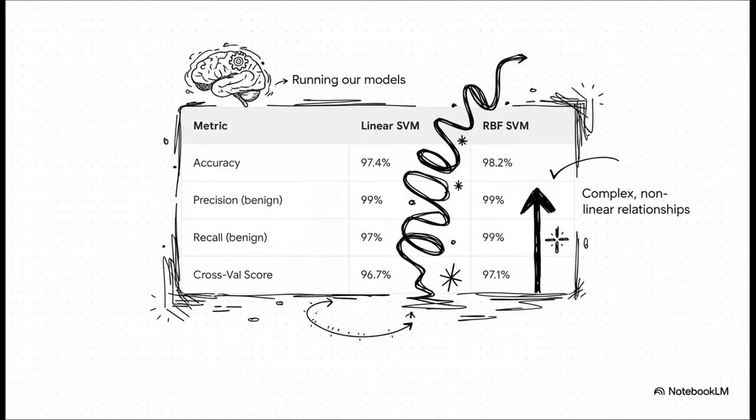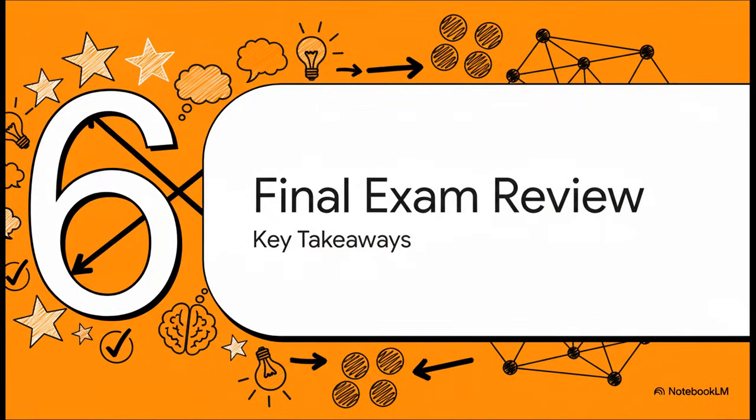So after running the code, here's what we find. Now, both models did a fantastic job, but if you look closely, the RBF kernel SVM has a slight advantage across the board in accuracy, recall, and even the cross-validation score. So what does that tell us? It's a strong hint that the relationships between all those 30 features aren't perfectly simple and linear. The RBF kernel, with its ability to create a more flexible boundary, was just a little bit better at capturing those complex patterns.